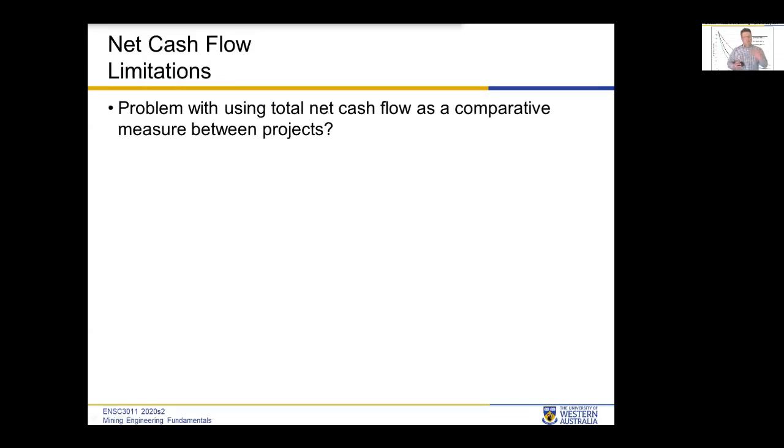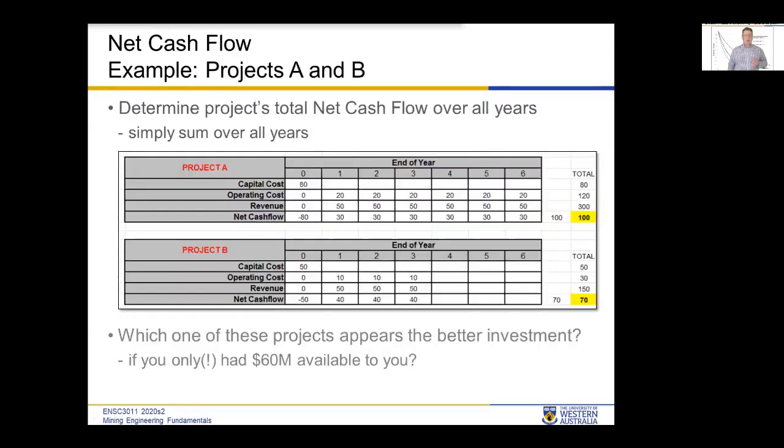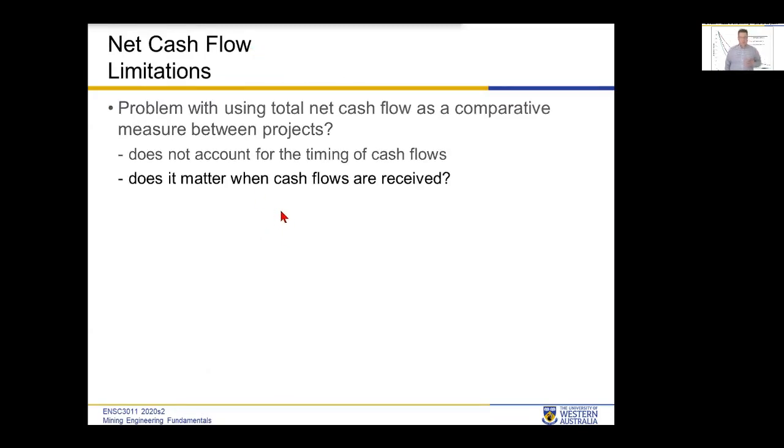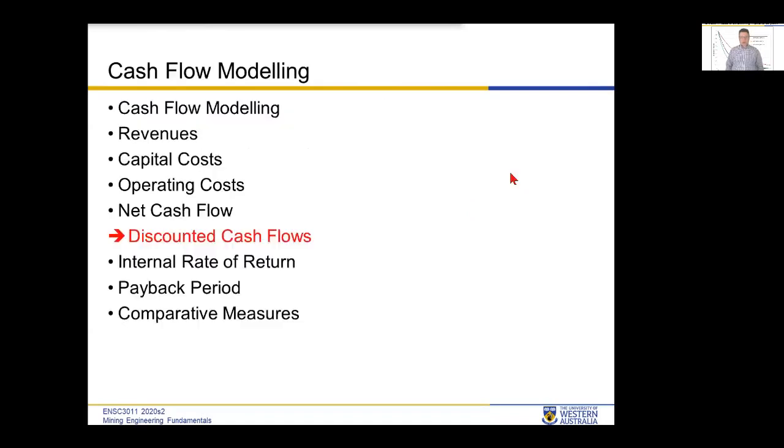The problem with using net cash flow is it doesn't account for the timing of when money comes in and out. So we've looked at our cash flows here, and we've given the same significance to money coming in and out in year 1 as in year 6. So that's the problem. Does it matter when cash flows are received? Fairly obviously, yes. I wouldn't be saying this. So how do we cope with that?